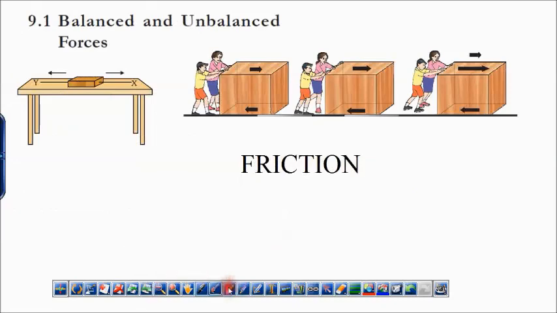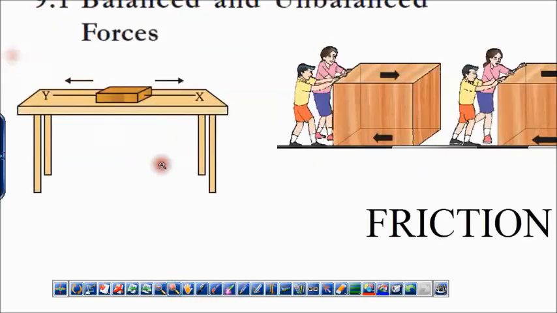And there are two types of forces: balanced forces and unbalanced forces. Balanced forces are those opposite forces which are equal to one another but in opposite direction. So if I'm pulling the block with 10 Newton force in this direction and at the same time the same 10 Newton force in the opposite direction, will this move? No, it will not move, it will remain where it is.